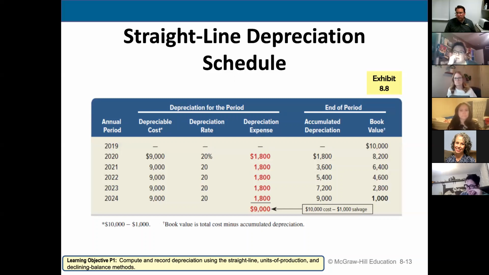The nice thing about this is once you've calculated, or you know what your depreciation expense is, then the adjusting entry at the end of the year is always exactly the same, right? Because it's a straight line. It's the same amount each time.